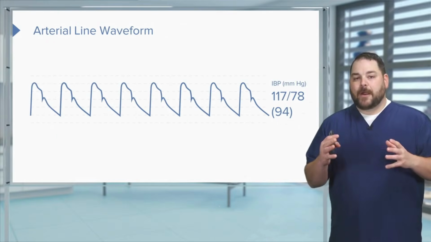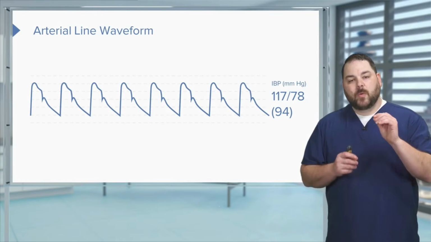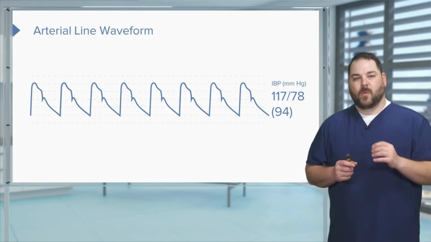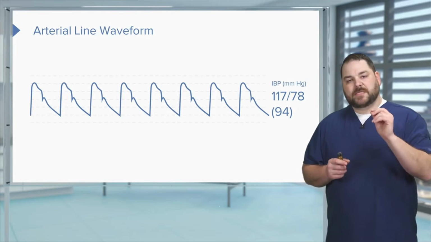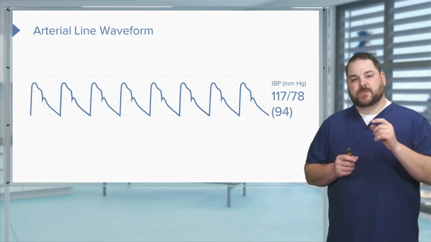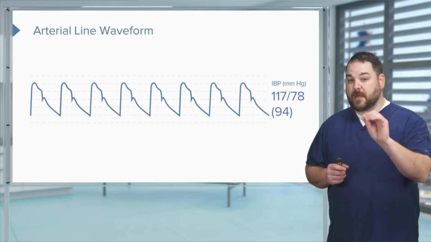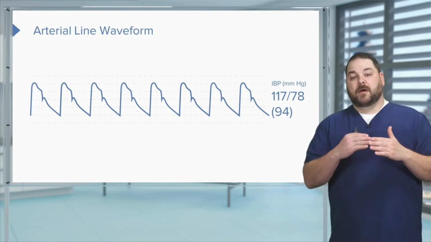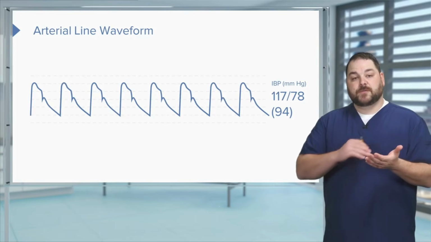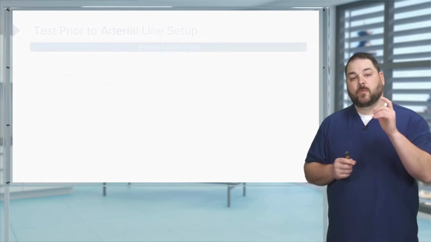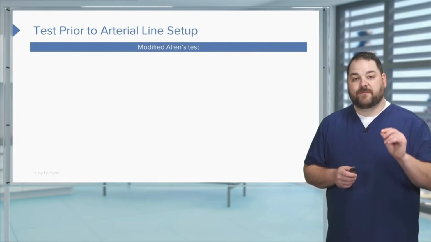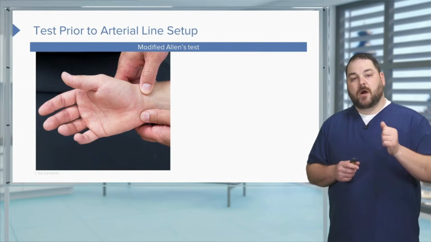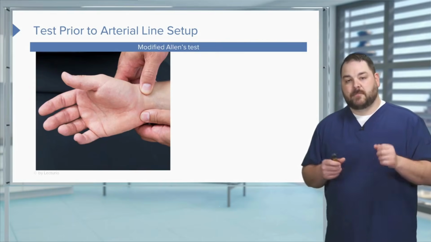Okay, prior to accessing the radial artery, we need to make sure that there is blood flow through the ulnar artery. Why is that important? Well, there is a risk when we access the radial artery, we may block blood flow to the hand through that artery. Now, hopefully they'll have enough blood flow through the ulnar artery to perfuse the rest of the hand. Now, we check this with what's called the modified Allen's test.